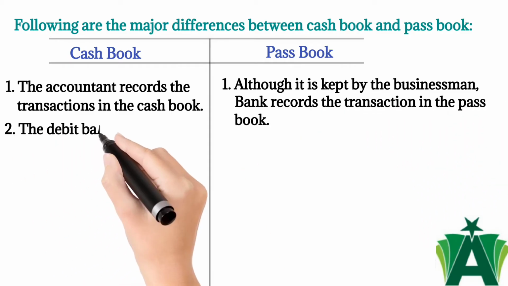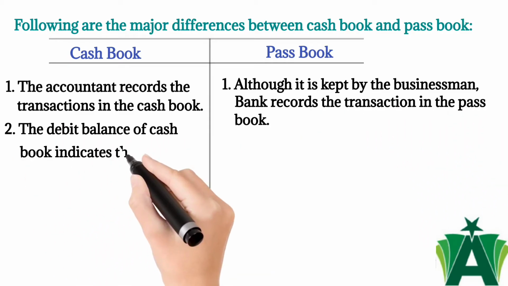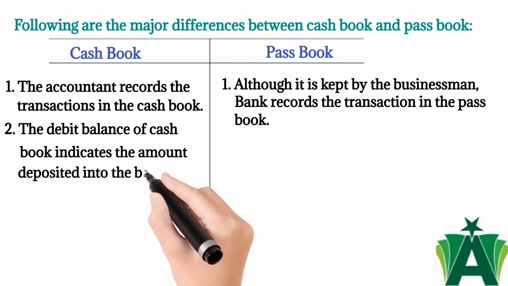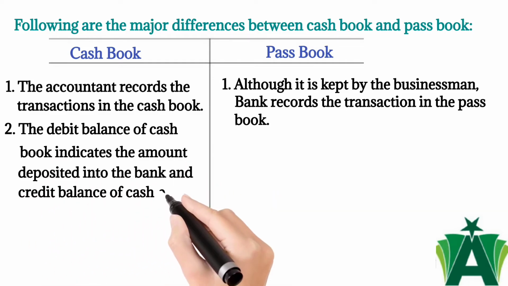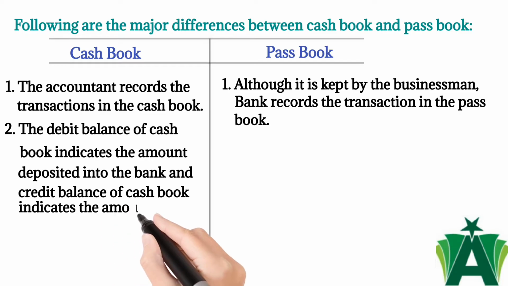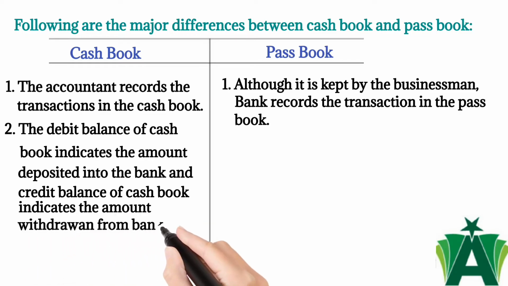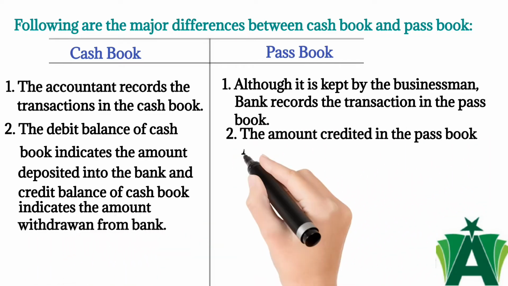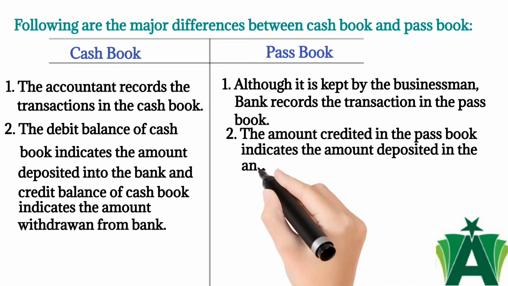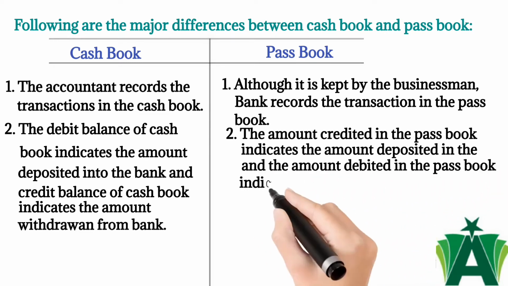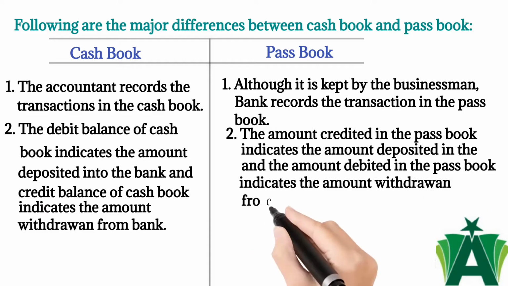Point number 2. The debit balance of cash book indicates the amount deposited into the bank, and the credit balance of cash book indicates the amount withdrawn from the bank. The amount credited in the passbook indicates the amount deposited in the bank, and the amount debited in the passbook indicates the amount withdrawn from the bank.